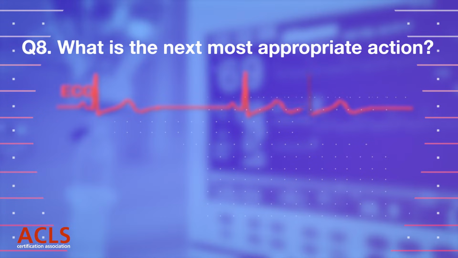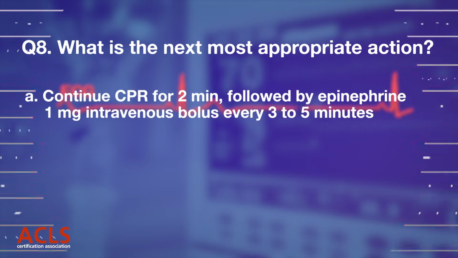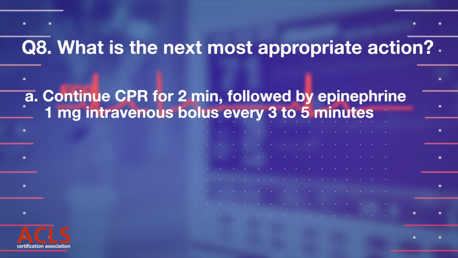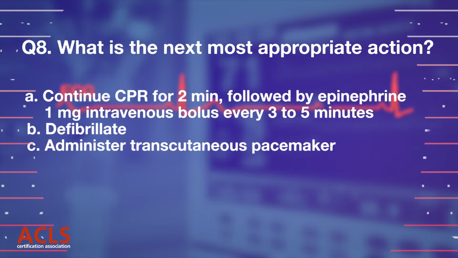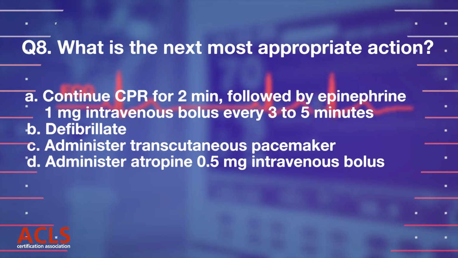Question 8. What is your next appropriate action? A. Continue CPR for 2 minutes, followed by epinephrine 1 milligram intravenous bolus every 3 to 5 minutes. B. Defibrillate. C. Administer transcutaneous pacemaker. D. Administer atropine 0.5 milligram intravenous bolus.